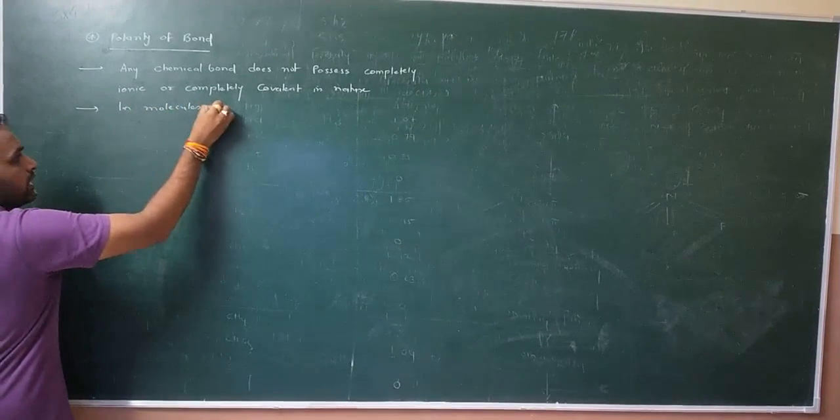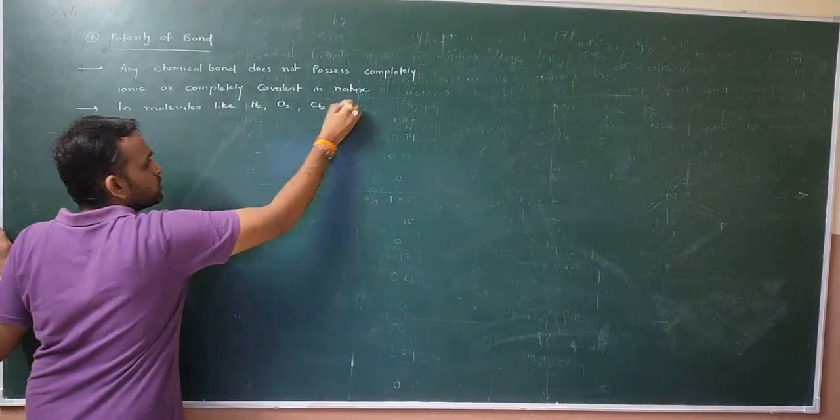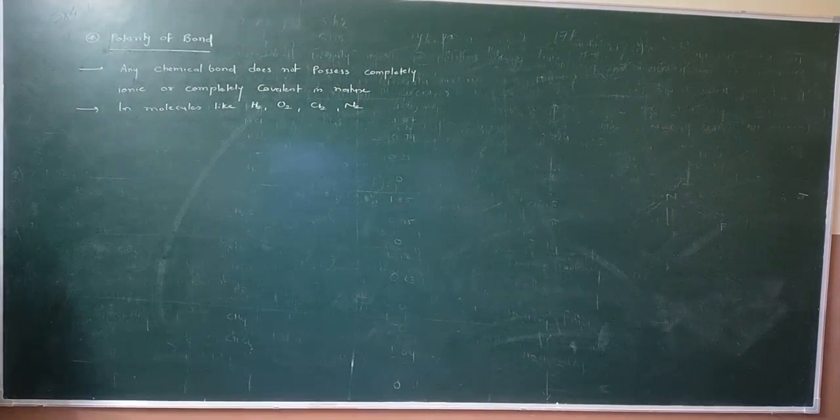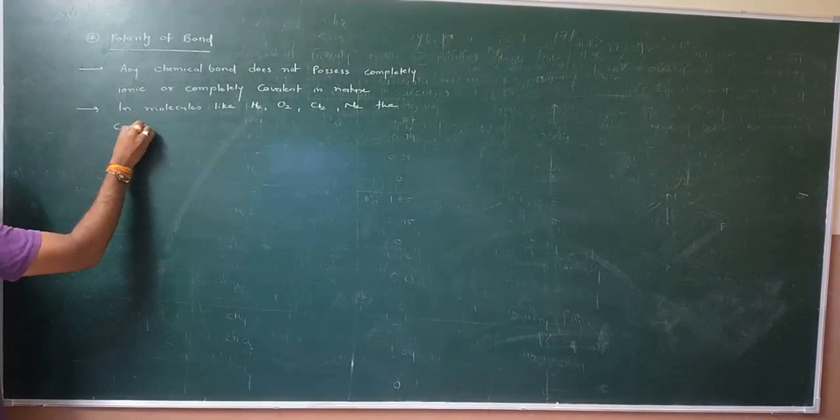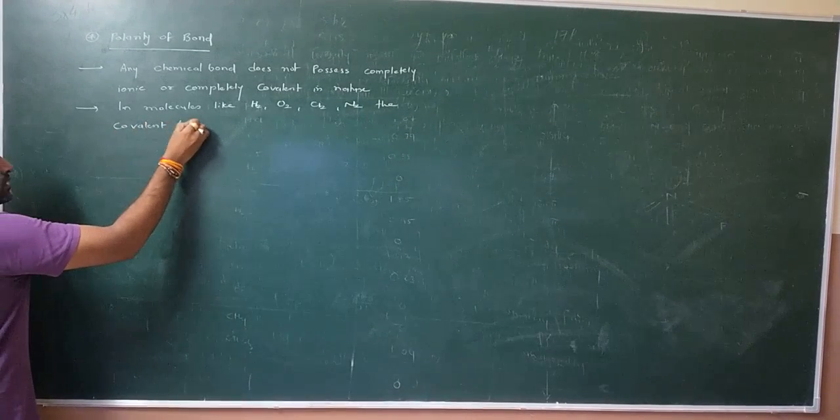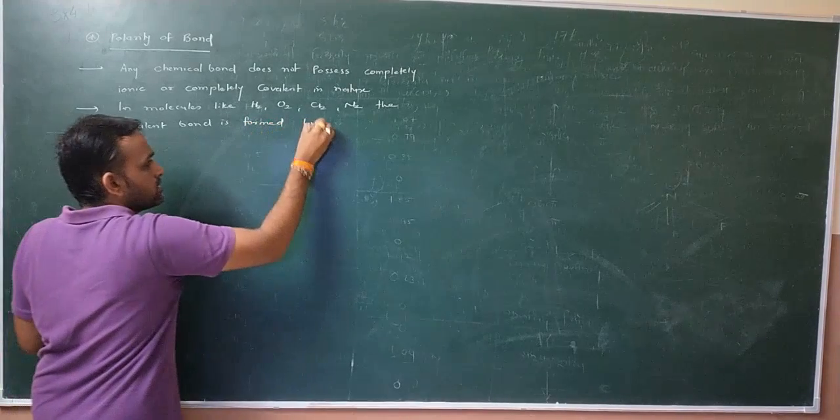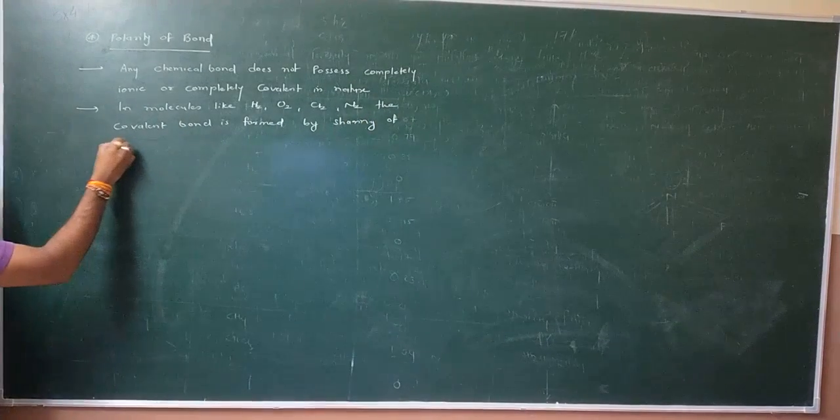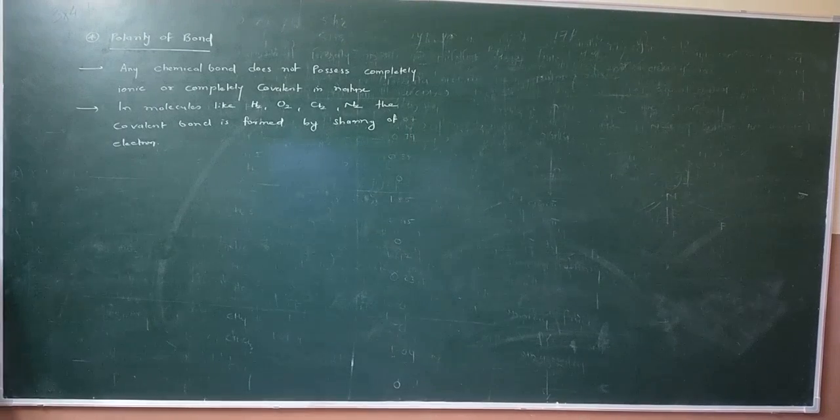molecules like H2, O2, Cl2, N2, right? The covalent bond is formed by sharing of electrons between two atoms.